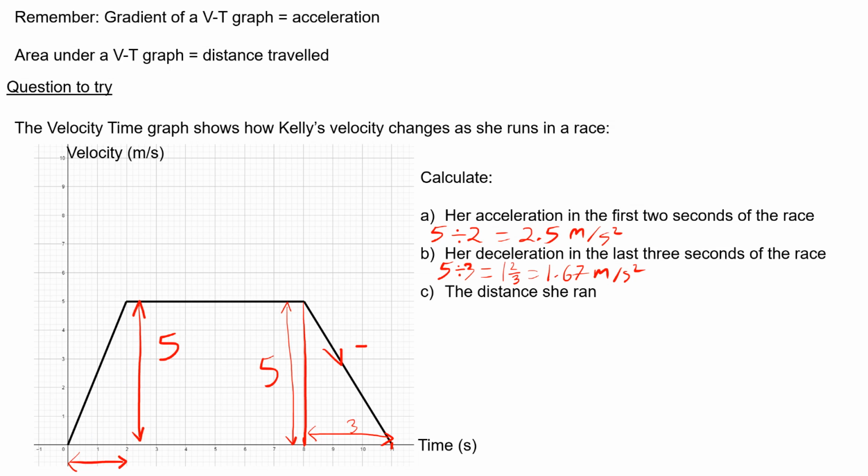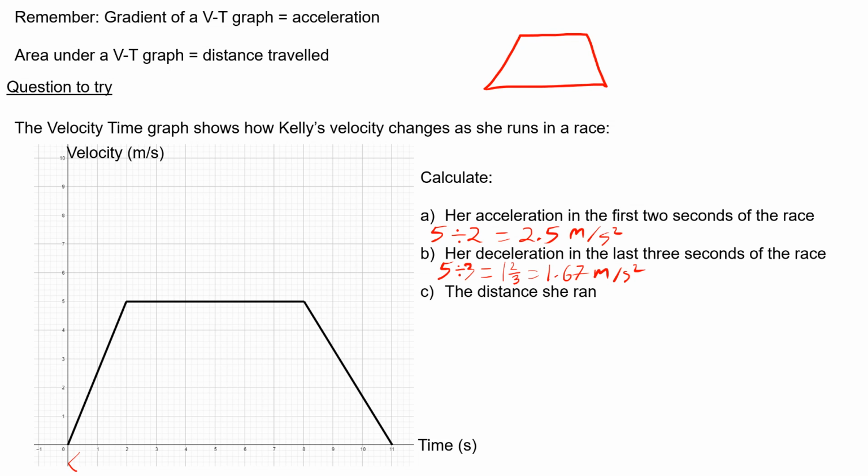To find the distance that she ran, we need to consider the area under the graph. And because we want the total distance over the whole race, we just need to work out the area under the graph. The easiest way this time is to consider the graph as a trapezium, because that's what it is. It's got 2 parallel sides, and there's a perpendicular distance between these 2 sides. In the formula booklet, you'll be told that the area of a trapezium is half bracket a plus b times h, where a and b are the 2 parallel sides. They can be either one, and h is the perpendicular distance which separates them.